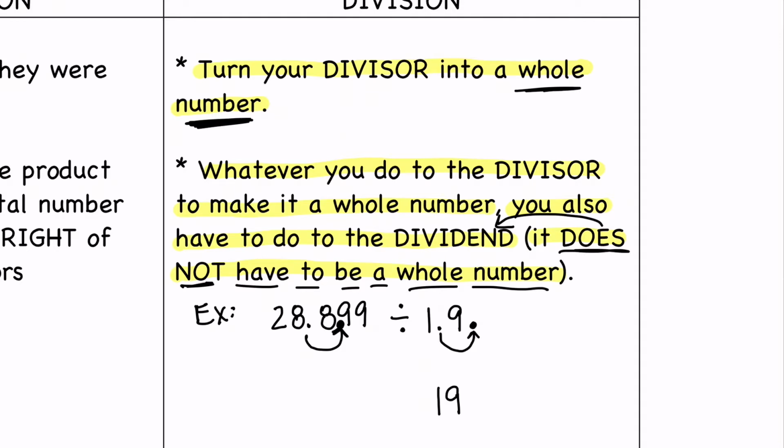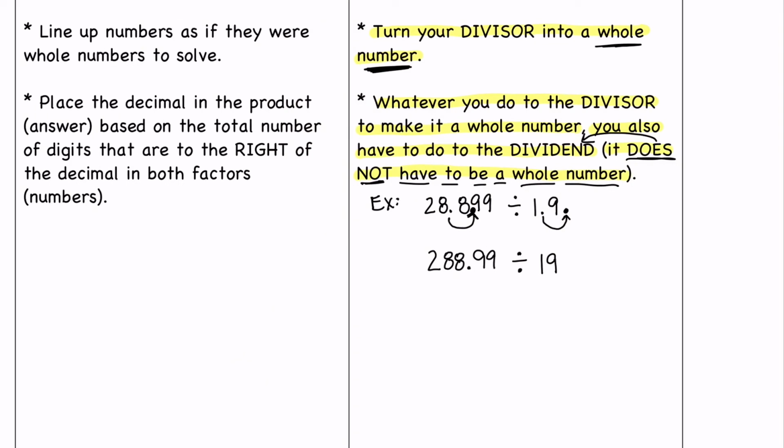Now I'm going to go ahead and put my division symbol back again. So now I have 288 and 99 hundredths divided by 19. Now, I'm going to set this up to solve using the standard algorithm for division. And this is what everybody's familiar with.